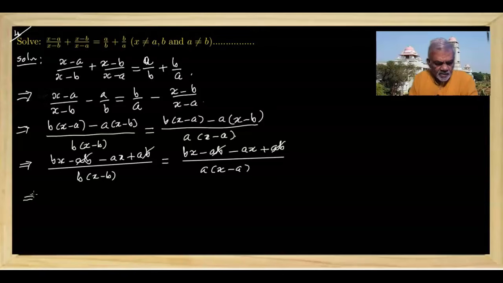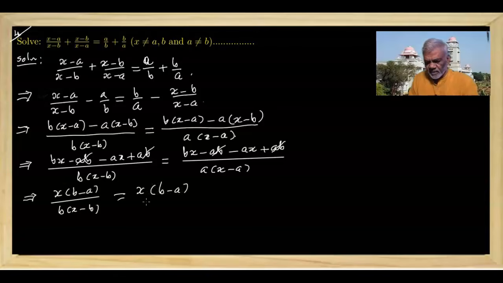This implies bx minus ax, I can write down x into (b minus a), divided by b into (x minus b), is equal to, similarly, bx minus ax, which you can write down x into (b minus a), divided by a into (x minus a).